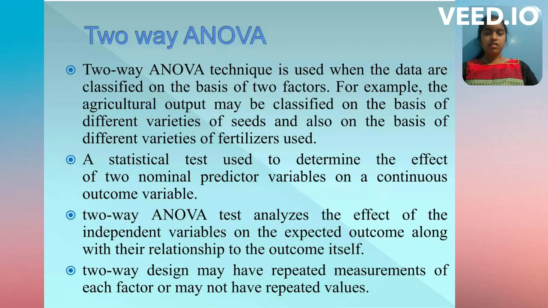It is a statistical test used to determine the effects of two nominal predictor variables on a continuous outcome variable. Two-way ANOVA test analyzes the effect of the independent variables on the expected outcome along with the relationship to the outcome itself. Two-way design may have repeated measurements of each factor or may not have repeated values.